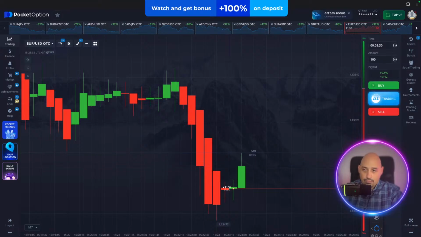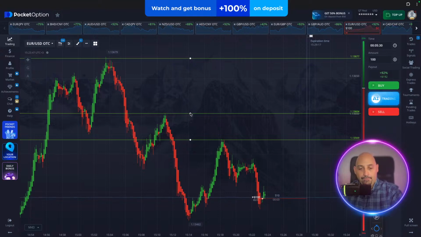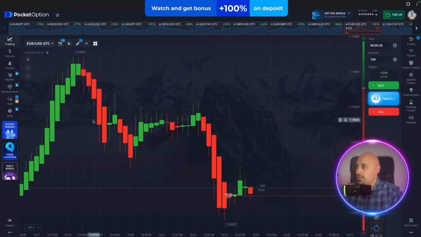Nevertheless, let's move on to my favorite type of chart. For those of you who haven't heard me until now, it is the Japanese candlestick. Or we can actually wait and see how this trade will play out. That's no issue at all.